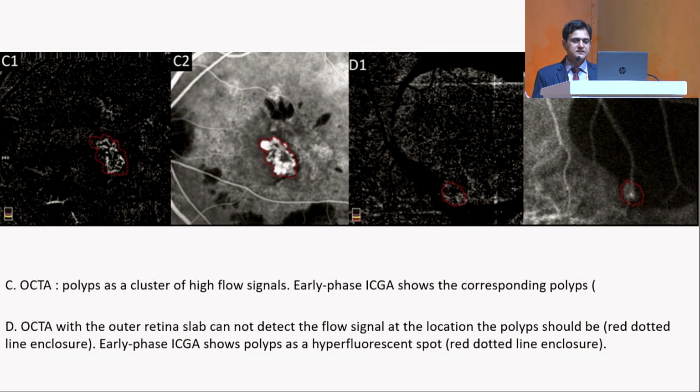Coming to D2, there was another polyp visible on ICG, but on OCTA there is no well-defined polyp, and it can be very easily missed. That's why I'm saying ICG is still the gold standard for diagnosis of PCV and for the polyps. Maybe in future, with further technology, OCTA will be able to pick up polyps much more easily, but it is very difficult to make a diagnosis of polyps purely on an OCTA.